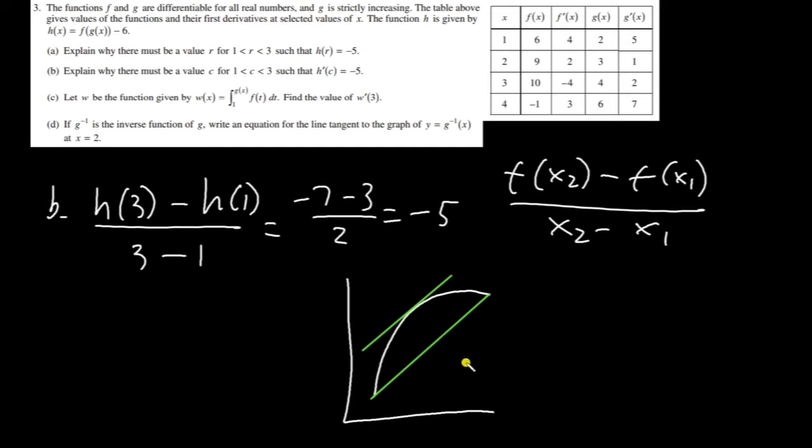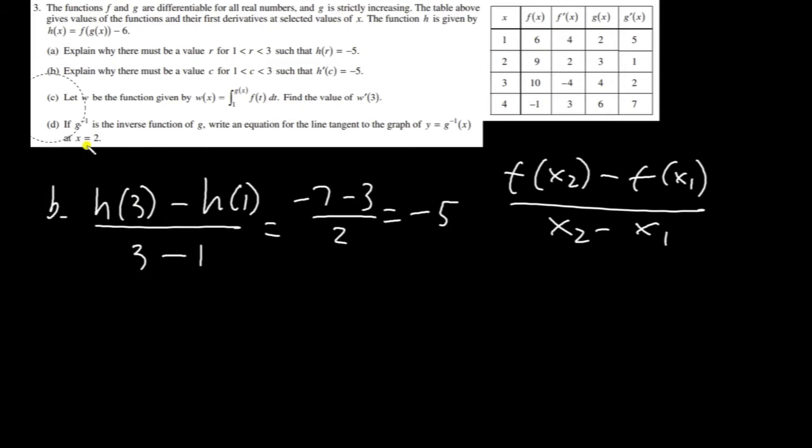So using the mean value theorem, since we know that the average slope between 1 and 3 is equal to negative 5, there must be some value for c that's in between 1 and 3 such that the derivative is negative 5, right? We're just using the mean value theorem.